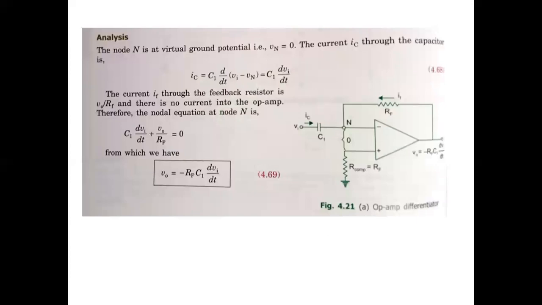First we need to know how to analyze the differentiator, that is, how we derive the output voltage. At node N we apply KCL. The capacitor current IC is equal to C1 d by dt of (Vin minus Vn), which is C1 dVi divided by dt. The current through the feedback resistor will be Vout divided by RF. There is no current into the op-amp. Therefore, the nodal equation at N is C1 dVi divided by dt plus Vout divided by RF is equal to 0, from which Vout is equal to minus RF C1 times dVi divided by dt.